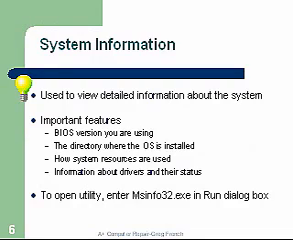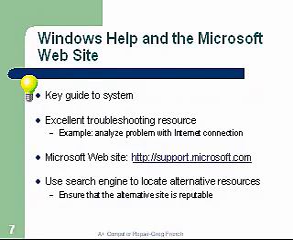System information, used to view detailed information about the system. Another very important tool. Important features: BIOS version that you are using, directory where the OS is installed, how system resources are used, information about drivers and their status. To open this utility, you can enter msinfo32.exe in the Run dialog box. Key guide to the system. Excellent troubleshooting.